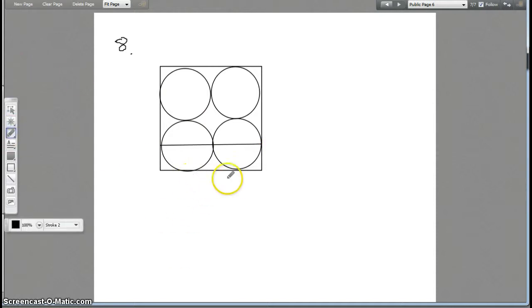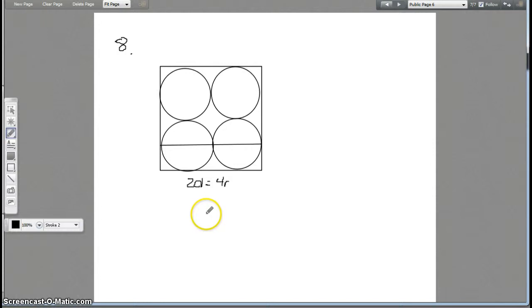So we know that the length of one side of this square is twice the diameter of a circle. Or you can say that it's 4 times the radius of a circle, because we know that each circle has a radius of r. They all have the same diameter, which means they all have the same radius. The radius is half of the diameter, so the diameter is equal to double the radius.